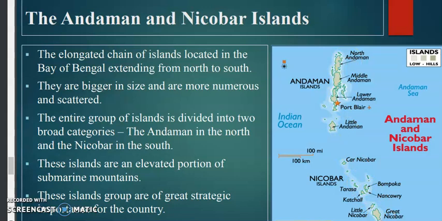Now, this main group of the Andaman and Nicobar Islands is divided into two categories. The northern part of the island is called Andaman Island and the southern part of the island is called Nicobar Island. Now, these islands are the elevated portion of submarine mountains. They say that these islands are actually submarine mountains only. A little bit of that part is elevated and that part is this island.